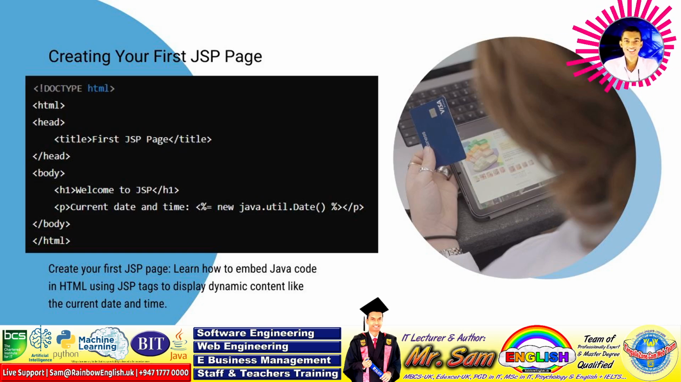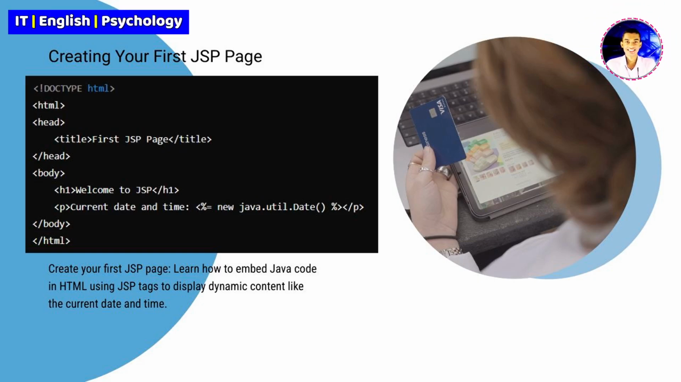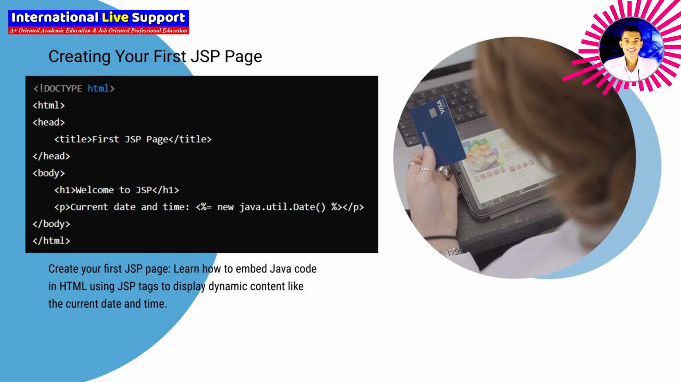JSP tags are enclosed within <% %> for scriptlets, <%= %> for expressions, and <%! %> for declarations. In this example, we'll use a simple scriptlet to print the current date and time on the web page.